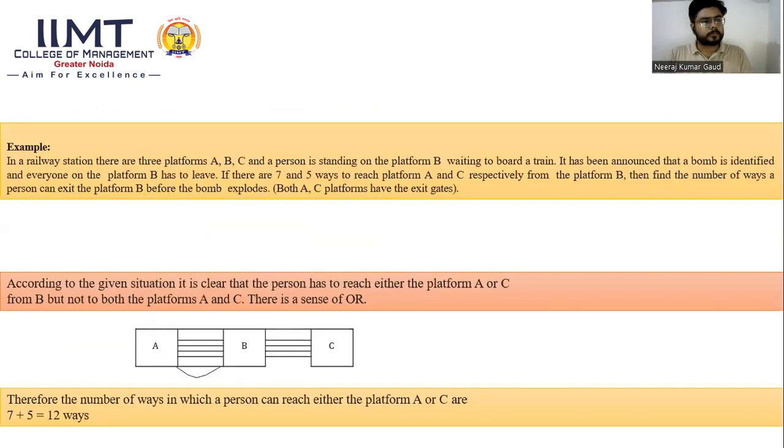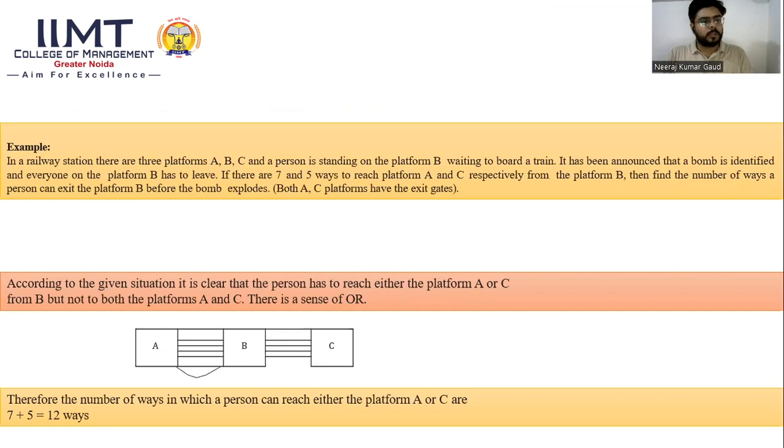Let's take an example. In a railway station, there are three platforms A, B, C, and a person is standing on platform B waiting to board a train. It has been announced that a bomb is identified and everyone on platform B has to leave. If there are 7 and 5 ways to reach platform A and C respectively from platform B, find the number of ways a person can exit platform B, before the bomb explodes. Both A and C platforms have exit gates.